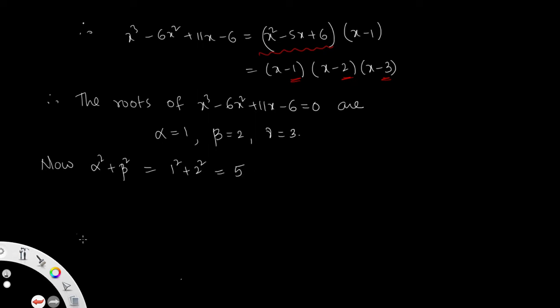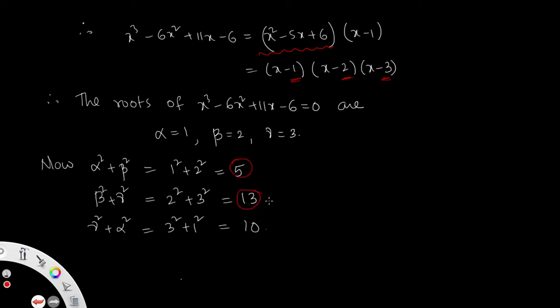The remaining roots are beta square plus gamma square: beta square is 2 square, gamma square is 3 square, so 9 plus 4 is 13. And then gamma square plus alpha square is 3 square plus 1 square, that is 9 plus 1, that becomes 10. These are the new roots of the equation. Then find out the cubic equation by using these values: 5, 13, and 10.